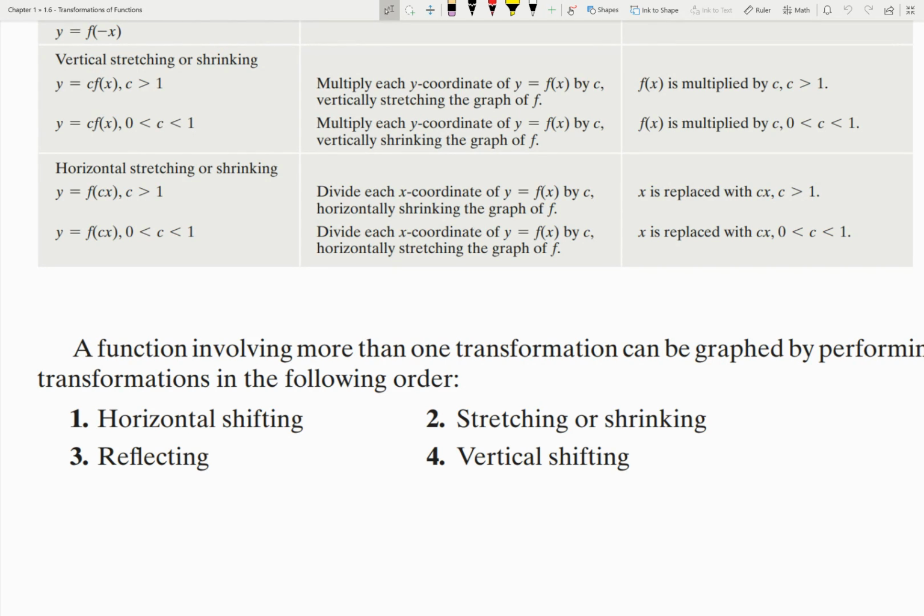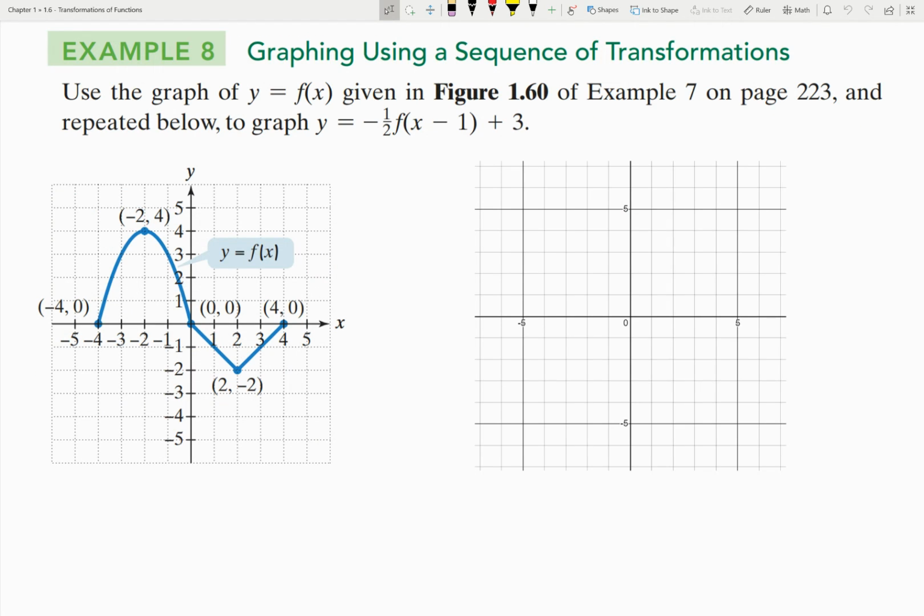Okay, and again, just follow order of operations to be able to get that. Try one with this one. The same function from before, except now we're going to do 4 transformations to it. We're going to go right 1, then compress it vertically by a factor of 1/2, then reflect in the x-axis, then move it up 3.